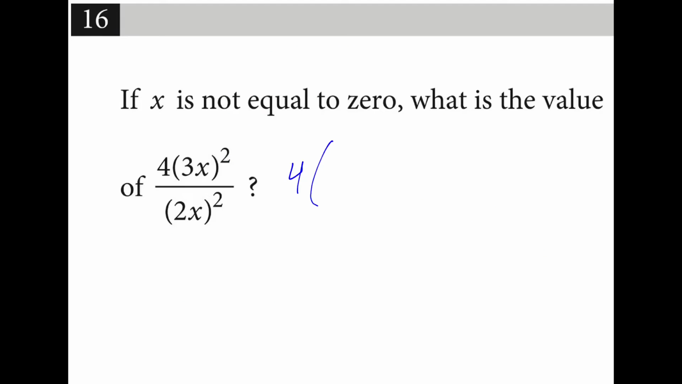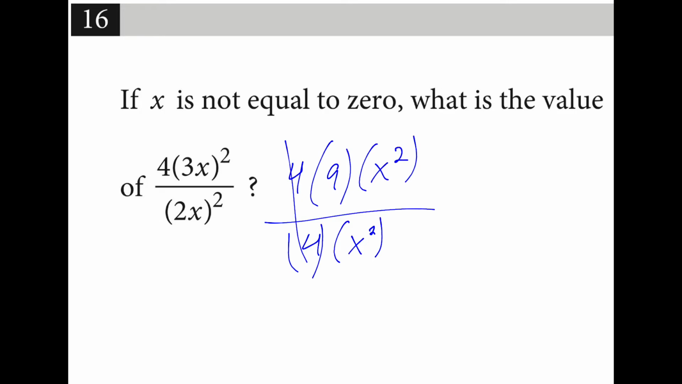So we're going to take 4 times 3 squared, which is 9, times x squared, all over 2 squared, which is 4, times x squared. The 4's go away, the x squareds go away, the answer is 9.